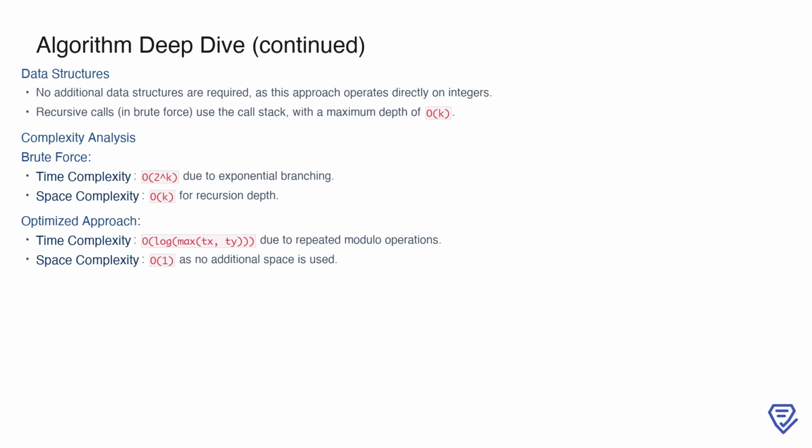In contrast, the optimized approach is significantly faster with a time complexity of O(log max(tx, ty)), as the modulo operations reduce the size of the numbers logarithmically. The space complexity of the optimized approach is O(1), because it operates entirely in place without additional memory overhead. These improvements make the optimized solution well suited for handling large inputs efficiently.